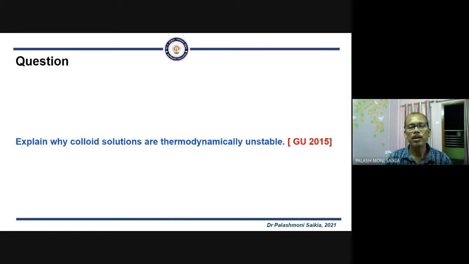So this is one question that was asked by the Guwahati University in 2015. Why are colloidal solutions thermodynamically unstable? The discussions that we have so far made regarding the thermodynamic stability are enough to answer this particular question. Here they have generalized colloid solutions, so we have seen that not all types of colloids are thermodynamically unstable.